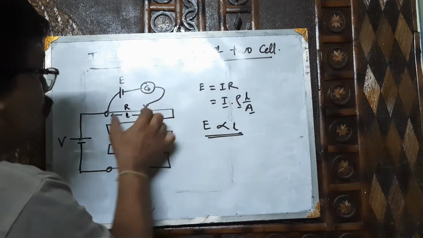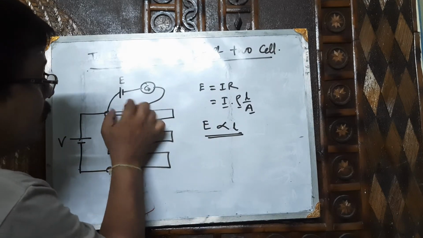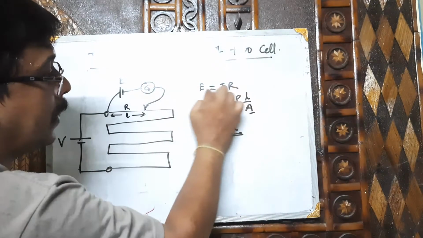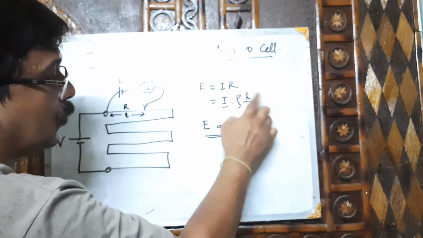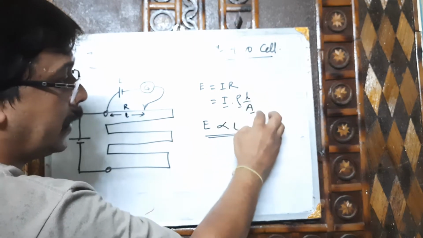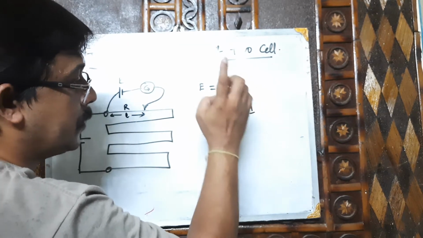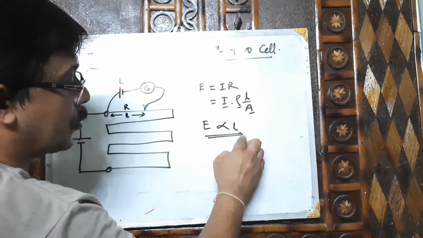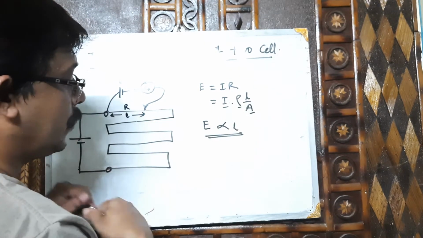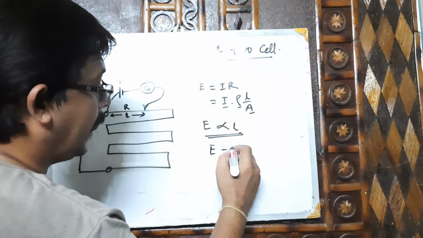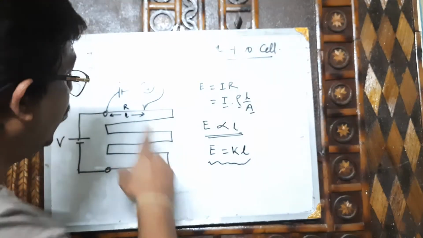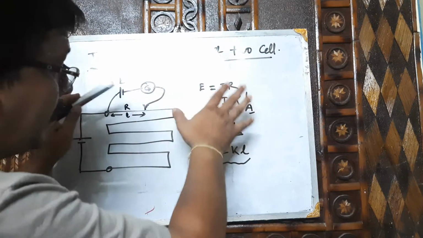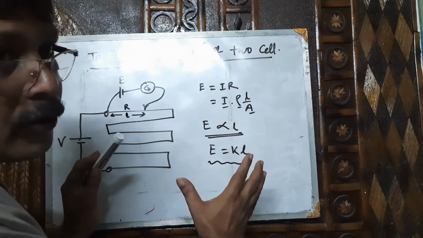So this EMF E is the voltage drop over this length. If the resistance of this section is R, the voltage drop is I into R. E is equal to I into R. But we know that R equals rho L by A. L is the length of the wire, A is the cross-sectional area of the wire, and rho is the resistivity. So from there we get that E is proportional to L. That means we can write E is equal to K into L. That means the EMF can be measured in terms of length with the help of a potentiometer. So this is not the comparison method, this is the basic theory of a potentiometer, how to measure the EMF.